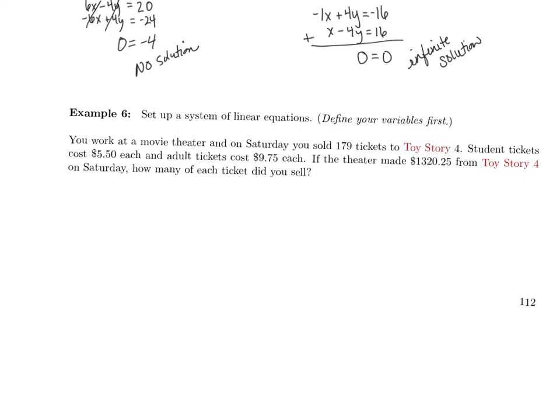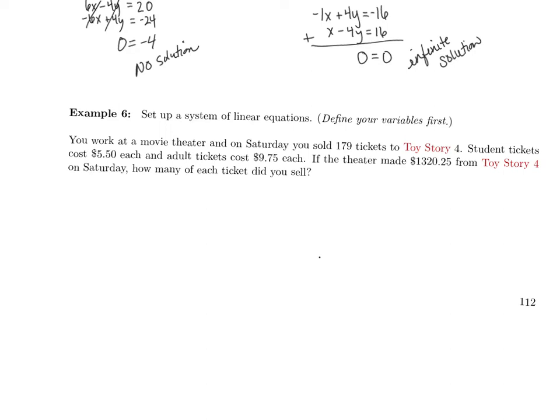Okay, so we need to define our variables. Defining your variables is letting someone know that if you're using x, what does x represent? And you can't just put plants, it needs to be pretty specific. So we need to make sure we're a little more detailed on this. So it says, you work at a movie theater, and on Saturday, you sold 179 tickets to Toy Story 4. Student tickets cost $5.50 each, and adult tickets $9.75 each. If the theater made $1,320.25 from Toy Story 4 on Saturday, how much of each ticket did you sell?